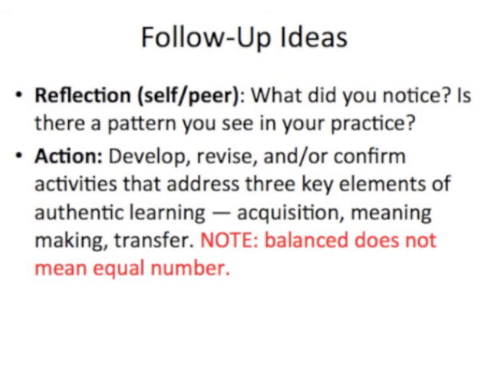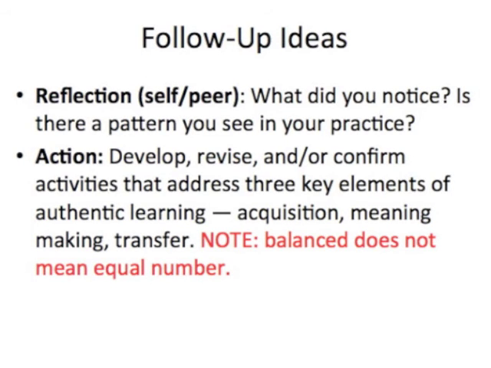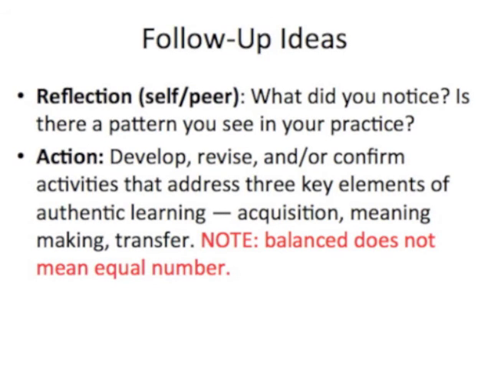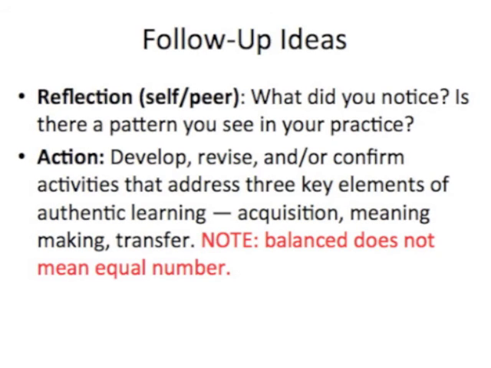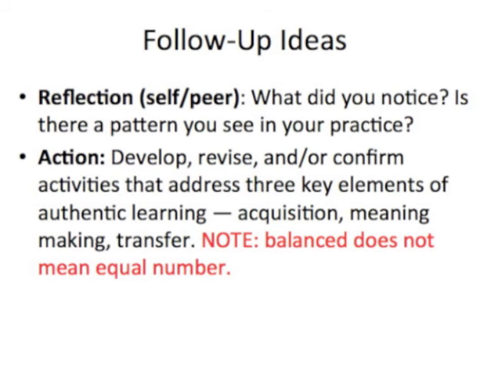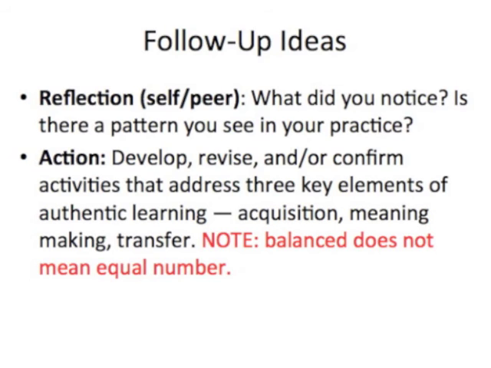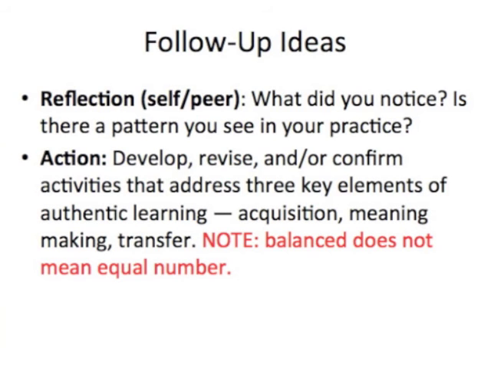The other idea that I have for you is action. So when you're developing, revising, or confirming activities, I want to make it clear that when we're thinking about that balance, balance does not mean an equal number. So when you're thinking about this, a robust question or prompt that may be coded as meaning making or transfer could be paired with 3 or 4 acquisition activities. So again, we want to make sure that students have a regular opportunity, if not a daily opportunity, in all 3 of those elements.